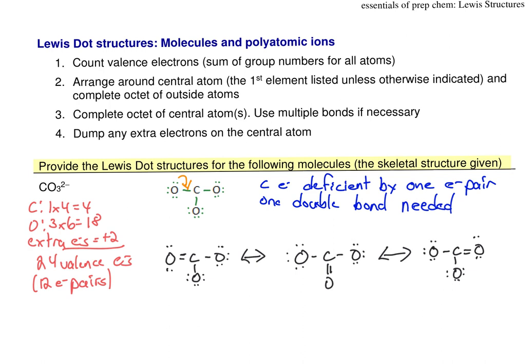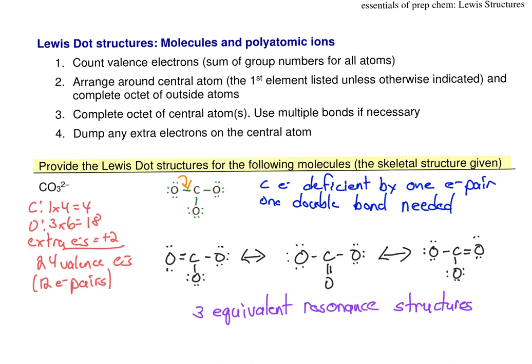Now when we look at each of the oxygen atoms, we see each oxygen atom has a complete octet in all of these resonance structures, because each oxygen atom has either 3 lone pairs and a bonding pair, or it has 2 lone pairs and a double bond.